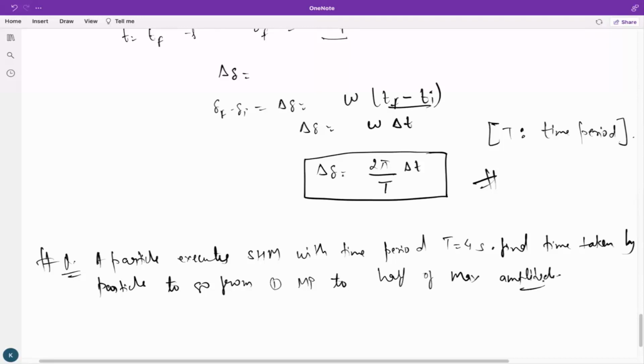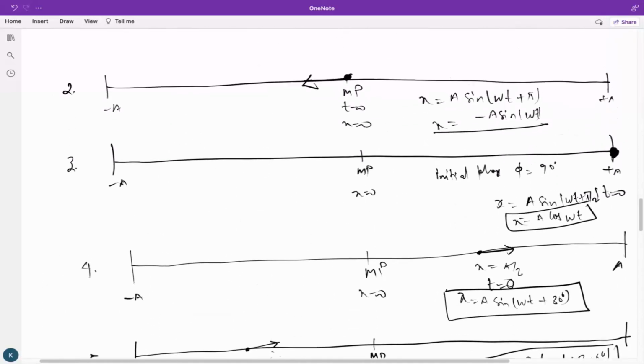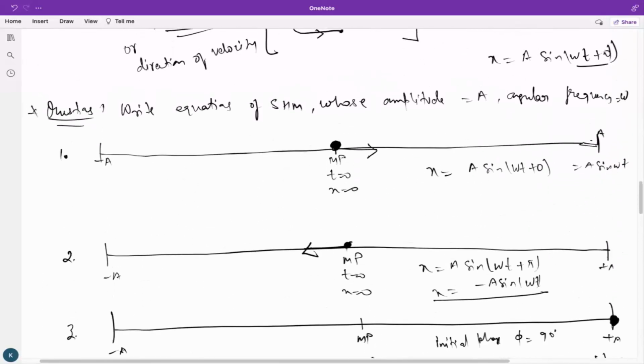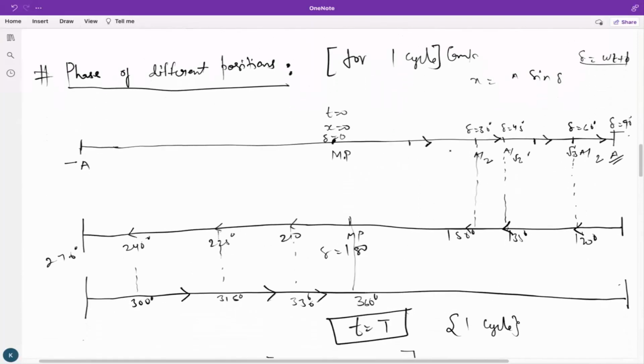So what you have to find is the time taken by the particle to go from here to here. Look at here, we are trying to find it here. In this cycle, we are actually trying to find the phase angle, right? At A by 2, our del is 30 degrees.